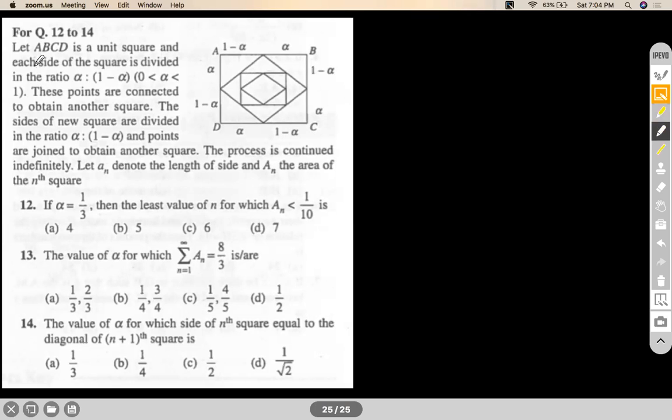The question is talking about a unit square. Unit square means a square with side unity, whose sides have been divided into a certain ratio, alpha is to 1 minus alpha, as you can see on the diagram. And when you connect these points, which are basically dividing the outer square, you get another square. And you keep maintaining the same ratio and keep doing it for infinitely many times.